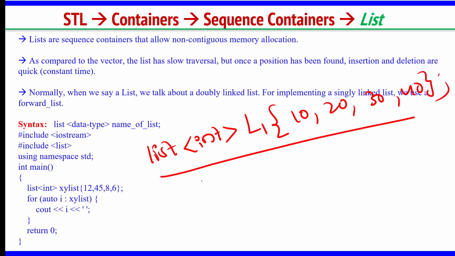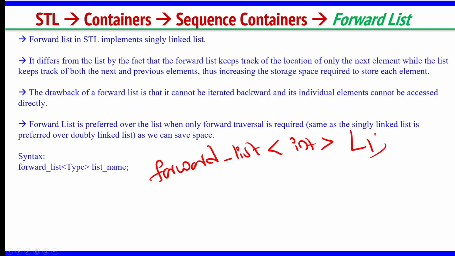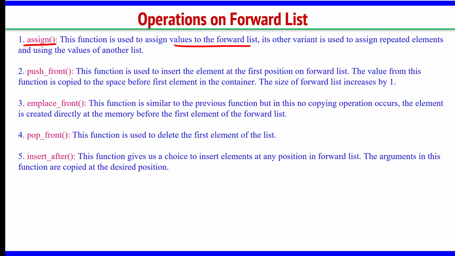This is a doubly linked list, where I am assigning values directly in the declaration line itself, whereas for a forward list you cannot assign it directly; you have to use the assign function. Declaring is simple: forward_list of int and then the list name. You cannot assign here. If you want to initialize values, you have to use the assign function. How to do that?